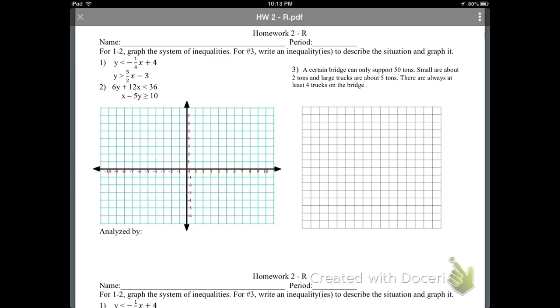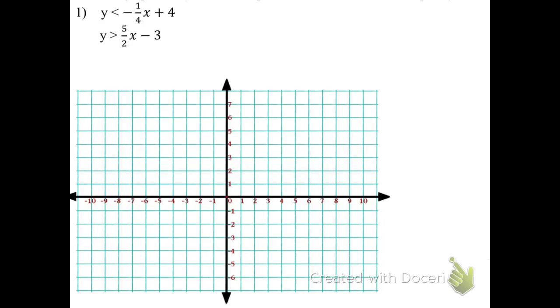Alright, time for homework 2. Okay, on 1 and 2, you're graphing inequalities. Let's do this first one in red.